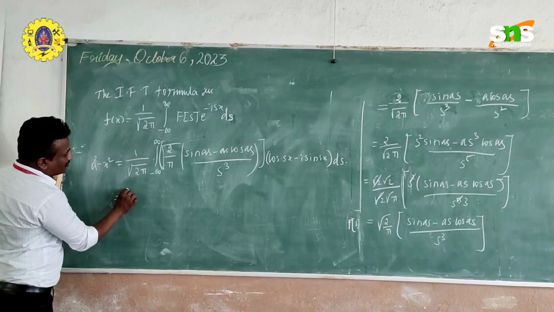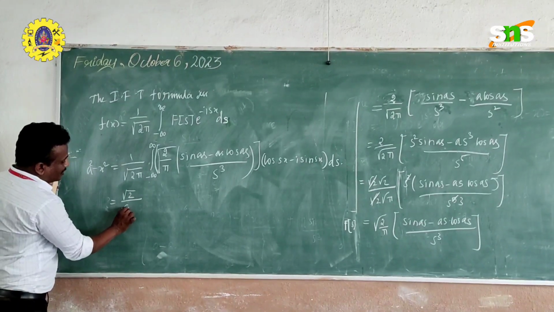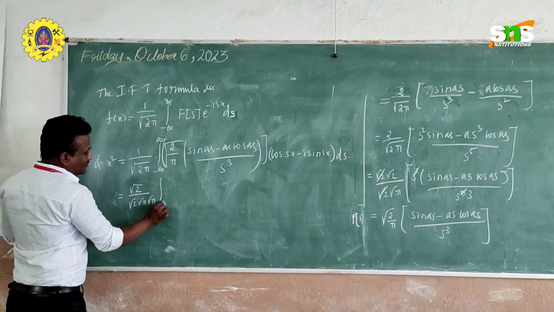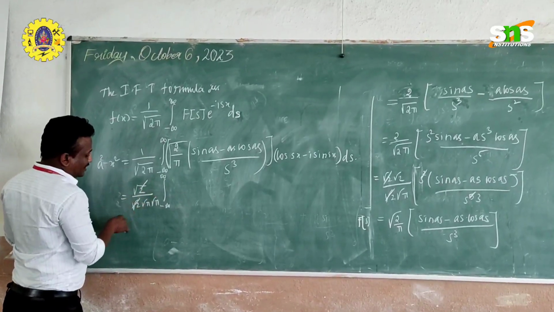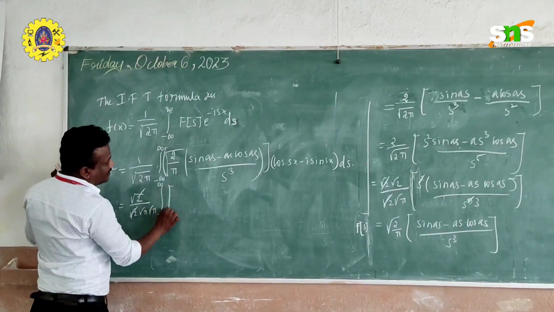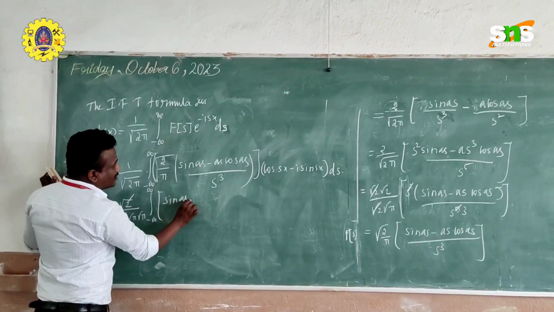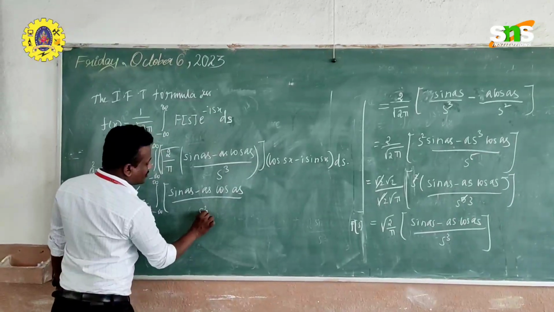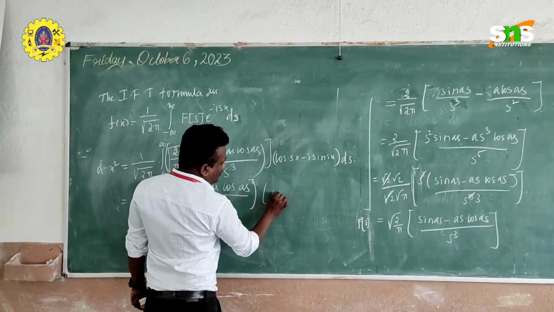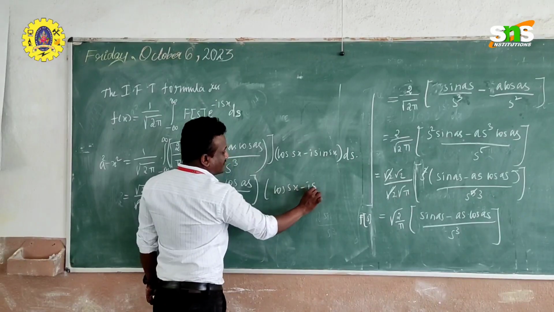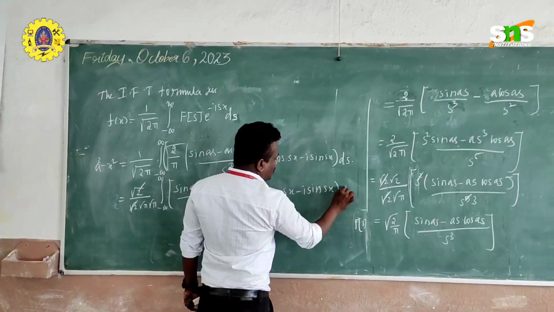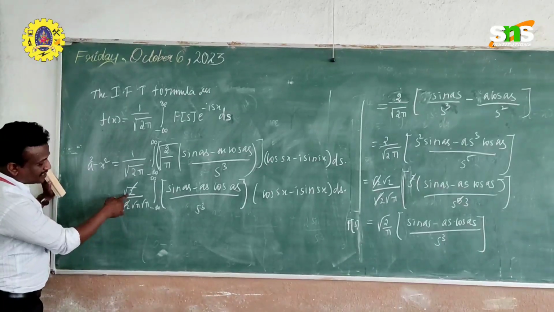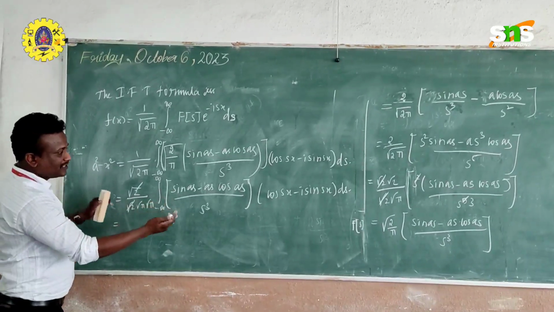So what will happen? This can be written as root 2 divided by root 2 into root pi, then integral from minus infinity to plus infinity. So this cancels. Then (sin s minus s cos s) divided by s cube, close the bracket, then (cos sx minus i sin sx), close the bracket, into ds. Okay, so after cancelling this step, then take a multiplication with these two.